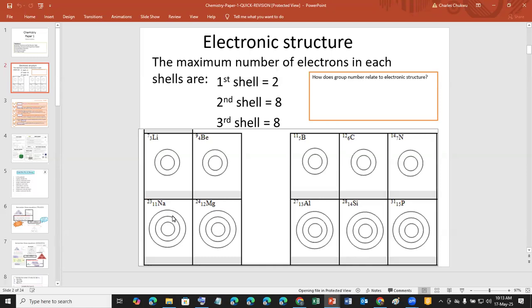Just in case you see any question that asks, how does group number relate to electronic structure? You have an idea how that happens.